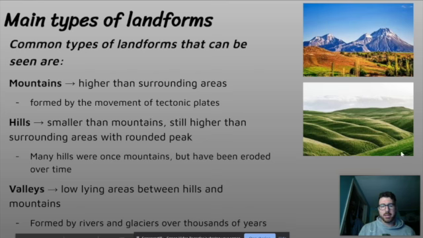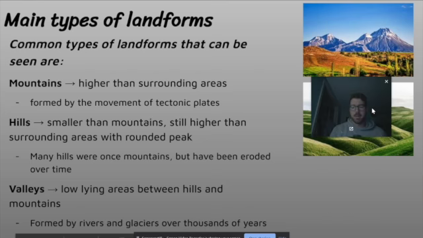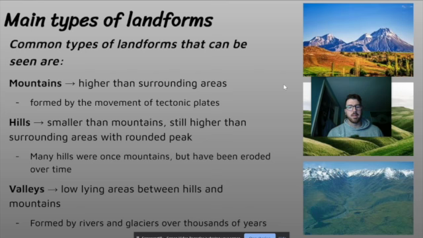And finally, we have valleys. Valleys are low-lying areas that are between hills and mountains, and these form by rivers and glaciers that carve out the landscape, and these form over thousands of years.